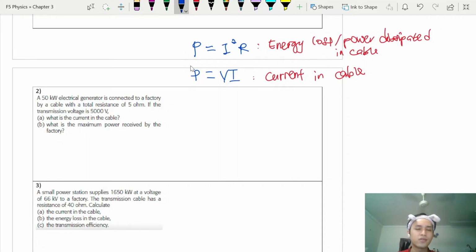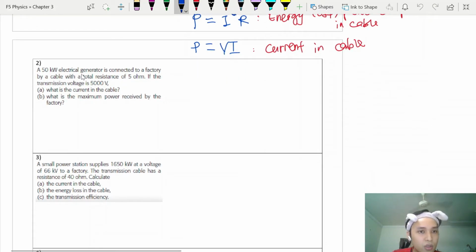A lot of students always use the wrong values to substitute in, or they don't even know when you need to use this, when you need to use that. So let me just show you an example. A 50 kilowatt electrical generator is connected to a factory by a cable with a total resistance of 5 ohm. So I just draw out: generator, and then factory.